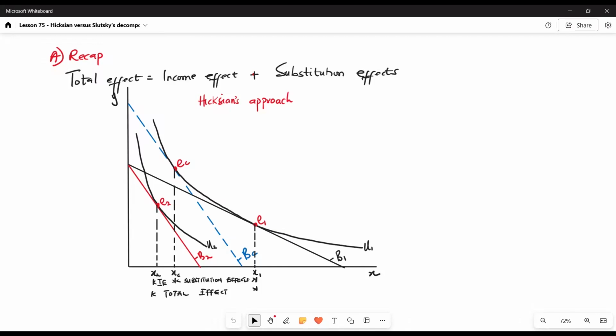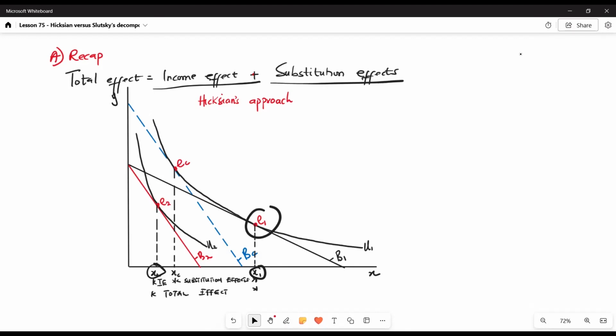In our previous lessons, we decomposed the total effect of a price change on quantity demand into income and substitution effect. Let's use this figure here to recap what we have learned so far. Suppose we start from an initial equilibrium point E1 where the demand for good X was X1. We have said that if the price of good X increases, it would decrease the quantity demand of good X from X1 to X2. This is the total effect.